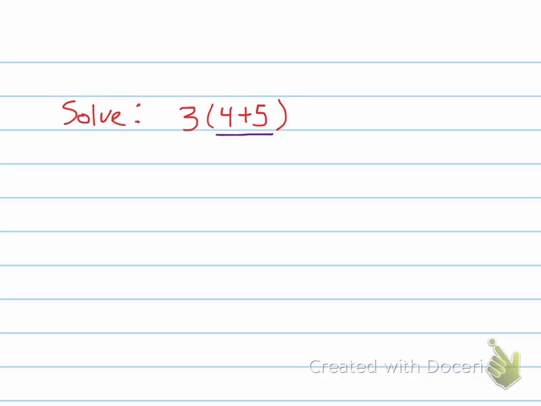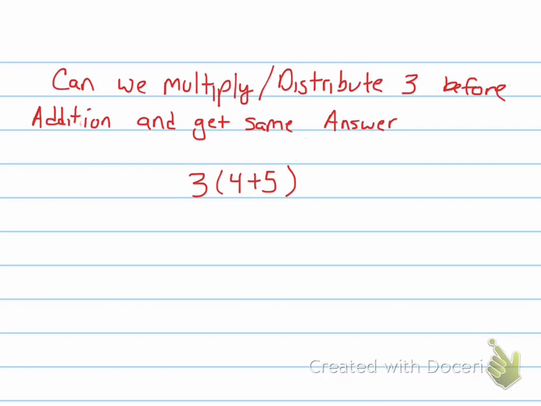Our first step would be parentheses, so it would be 3 times 4 plus 5 is 9. So this would equal 3 times 9, 27. Good, we could all do this. But I have a question for you. Can we multiply or distribute 3 before addition and get the same answer?